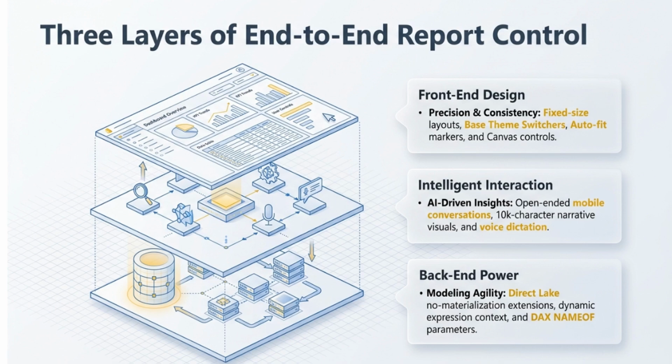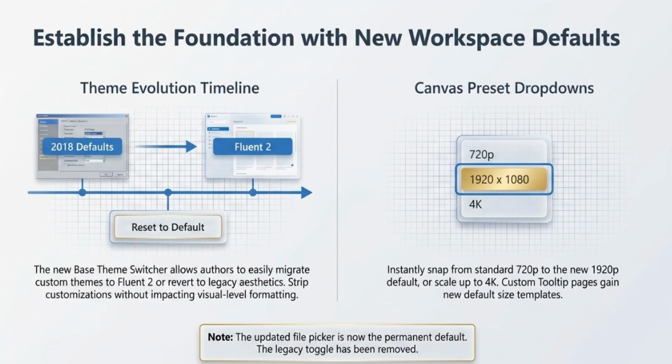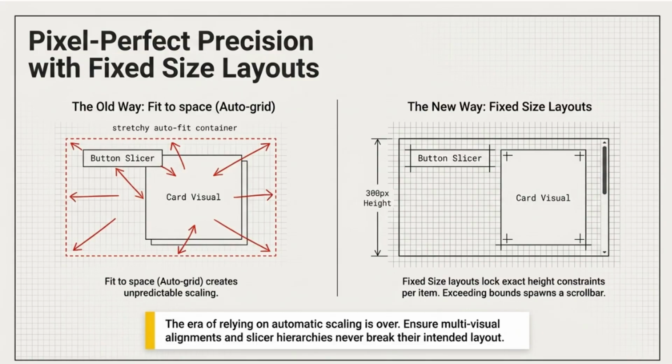We're going to start with the updates you'll notice right away. The stuff that affects how your reports look and feel. All the visual and design improvements. Okay, first up, and this is a big one, layout control. If you've ever used card visuals or button and list slicers, you know the struggle with the old fit-to-space auto grid, right? Well, that's changing. Now you can choose fixed size and define the exact pixel dimensions.